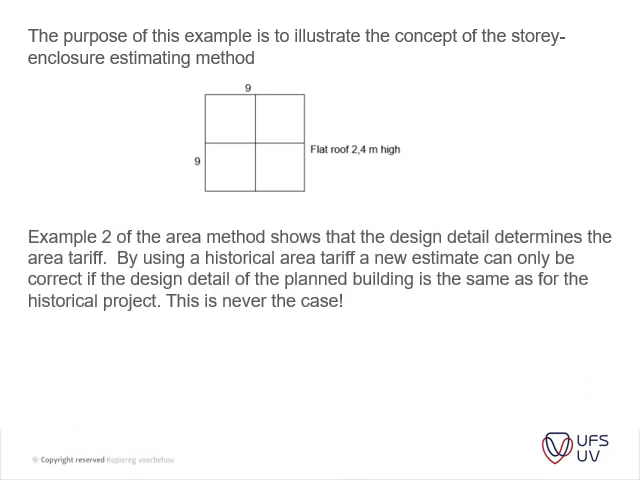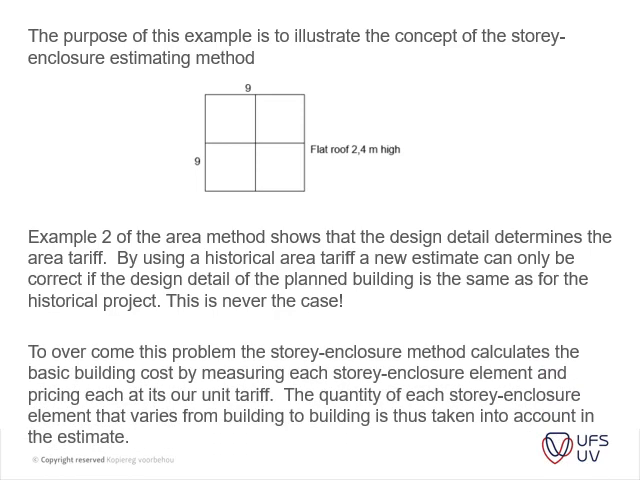The example 2 of the area method shows that the design detail determines the area tariff. So by using the historical area tariff, a new estimate can only be correct if the design detail of the planned work is the same as the historical project. Okay, this is never the case.